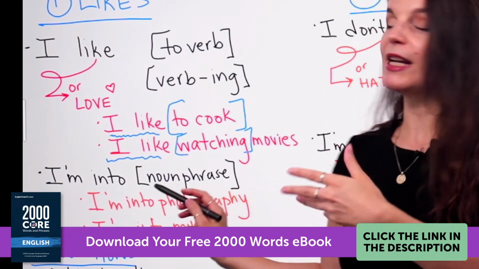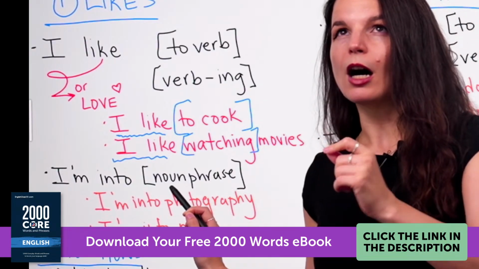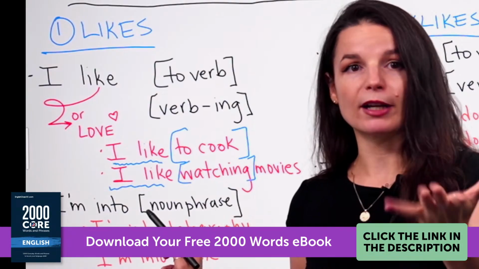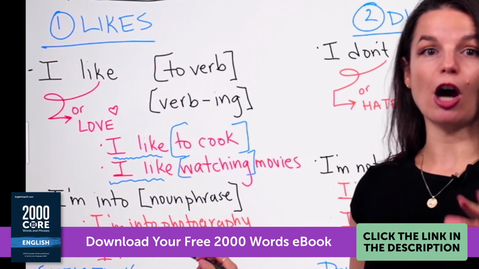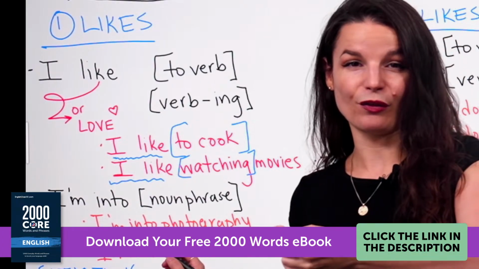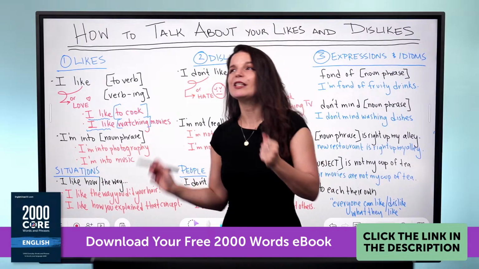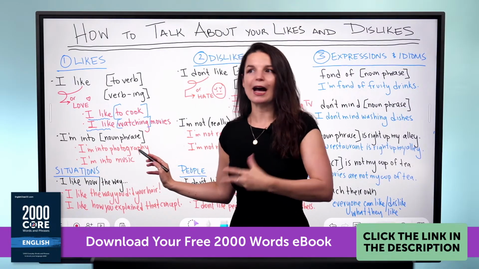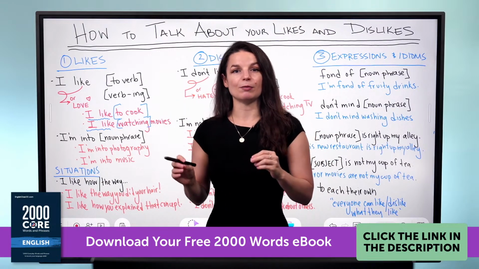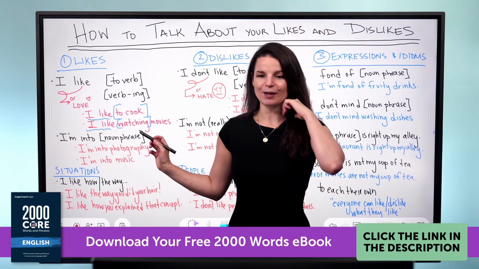I'm into noun phrase. This noun phrase part is usually a hobby or a topic of study, maybe, okay? For example, I'm into photography. This means I'm interested in photography, okay? Or I'm into music, yeah? Or we could say I'm into rock music or I'm into classical music. We can be very specific, but you just need to use a noun phrase to express that, okay?